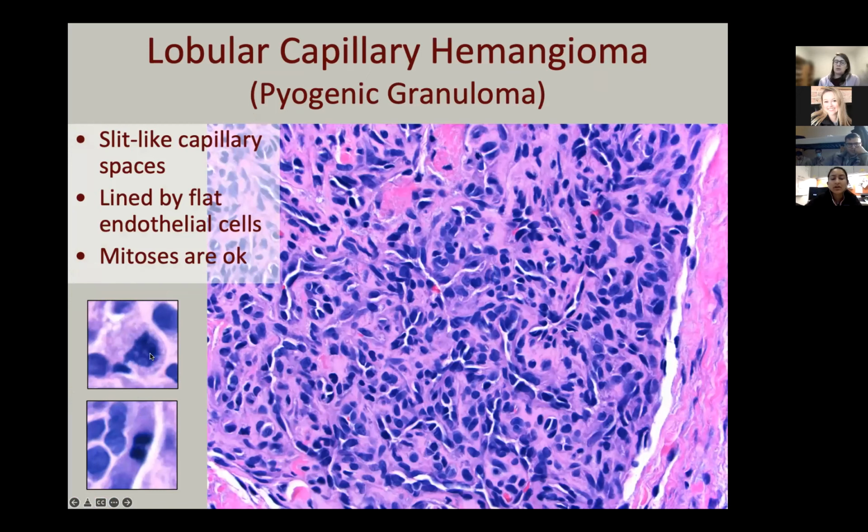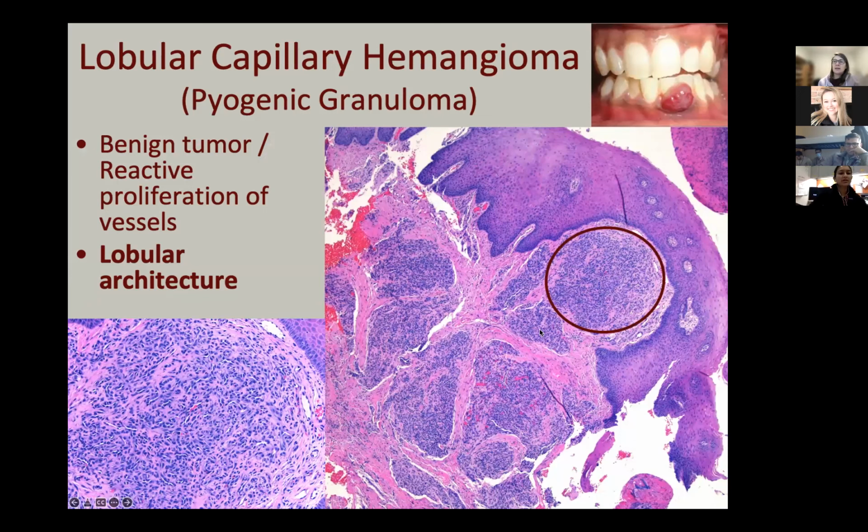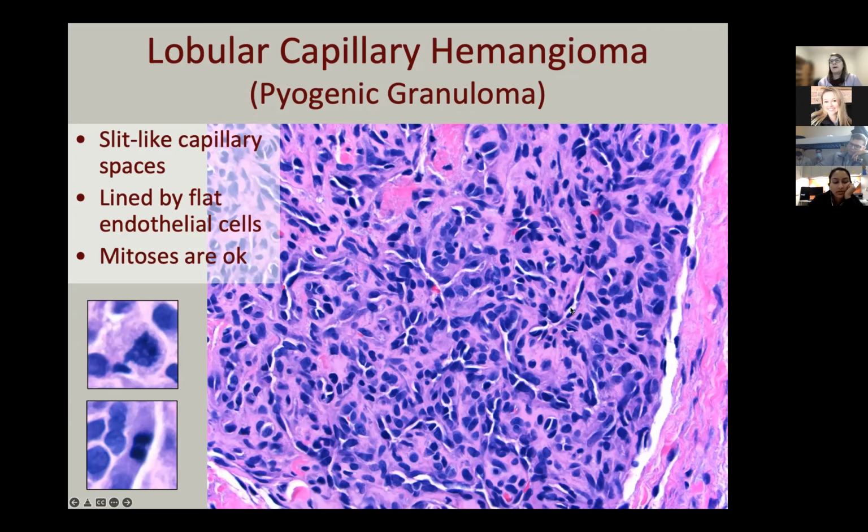And so, quote unquote, lobular capillary hemangioma describes what it is and is the term for it. Sometimes these can be called pyogenic granulomas.